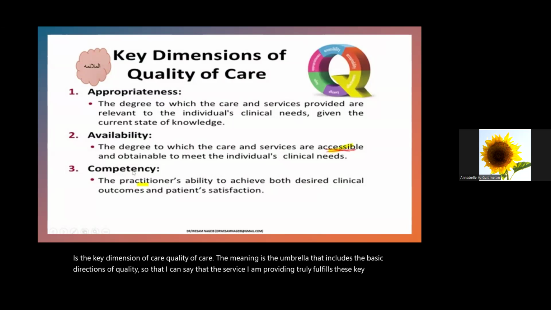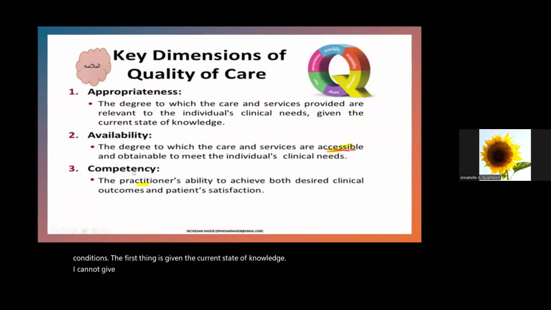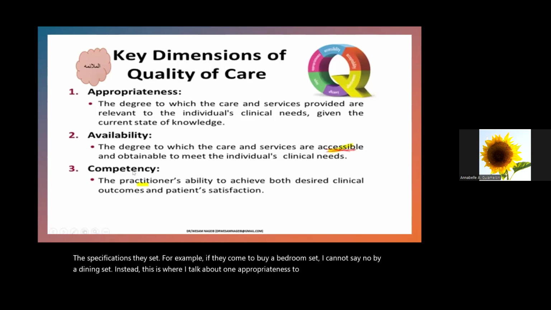The first thing is, given the current state of knowledge, I cannot give my client a product that doesn't meet the specifications they set. For example, if they come to buy a bedroom set, I cannot say, no, buy a dining set instead. This is where I talk about one, appropriateness, the degree to which the care and services provided are relevant to the individual's clinical needs. An example in healthcare.